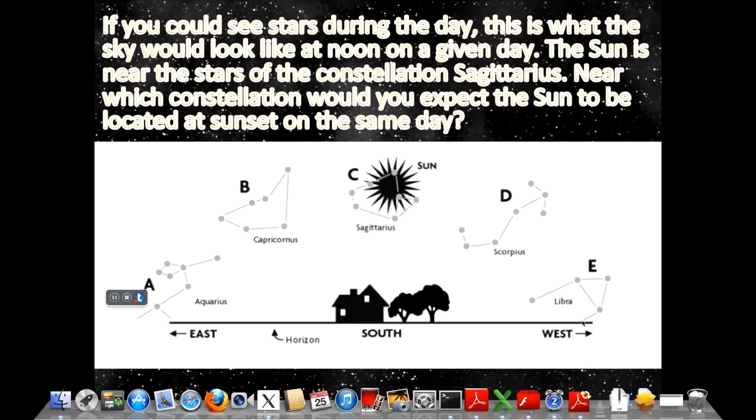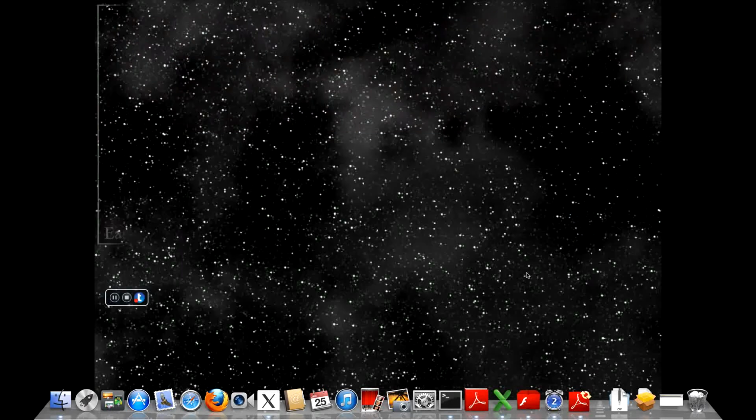Well, remember that the reason that the sun appears to move is because the Earth is moving, and in fact, over the course of a day, it will stay in the same constellation. It takes about 30 days for the sun to move to the next constellation and then to the next. And so, on the same day, all of these constellations move around with the sun, which will still be in Sagittarius.